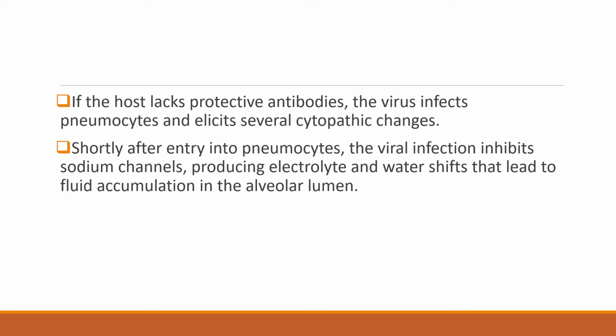So if the host lacks the protective antibodies, then this virus infects the pneumocytes and elicits several cytopathic changes, so damage to the cells. What happens? Shortly after entry into the pneumocytes, this viral infection inhibits the sodium channels in the cells, and that produces the electrolyte and water shifts. So there is a fluid accumulation in the alveolar lumen.